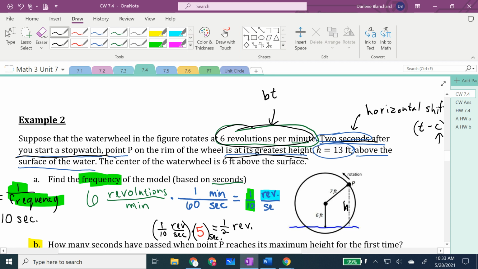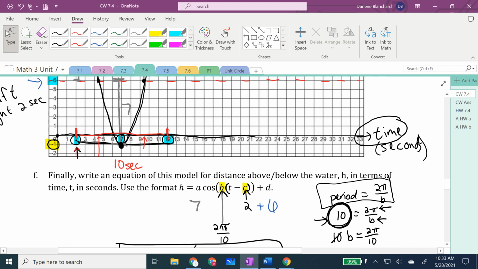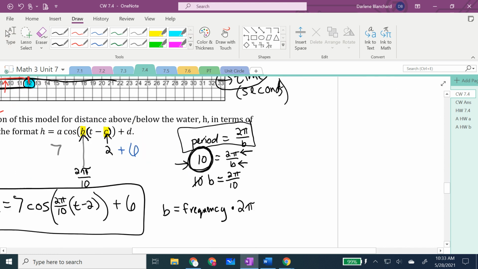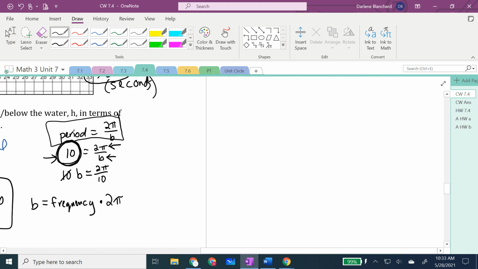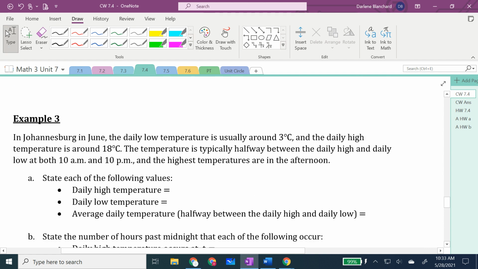And just keep in mind the formulas you can use to find B. And I'll show that for one last time. Either use the period is equal to 2 pi divided by B, or the frequency multiplied by 2 pi is going to give you the B. That is the end of example 2. And now we hit example 3.